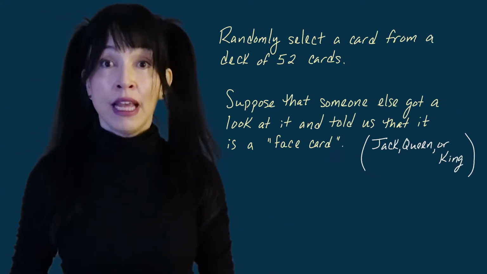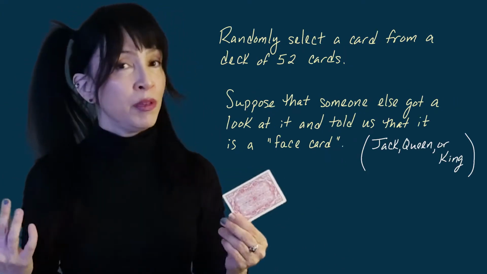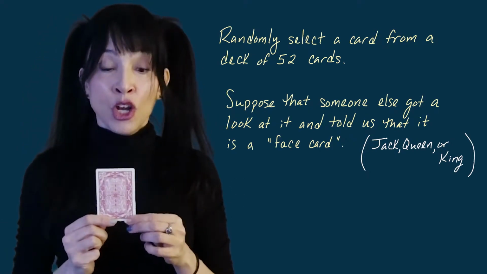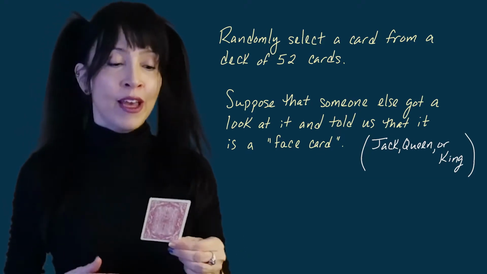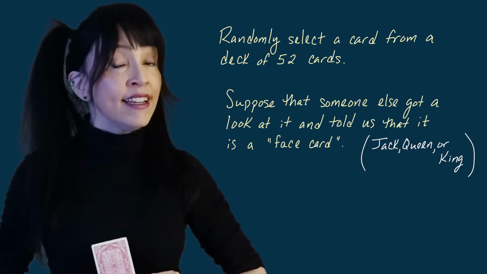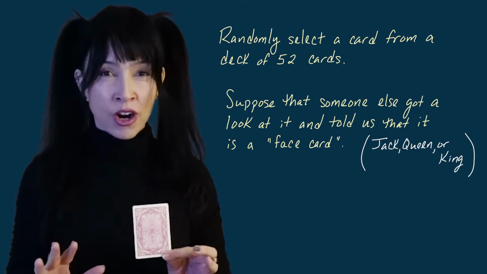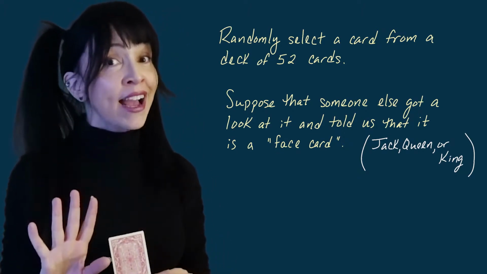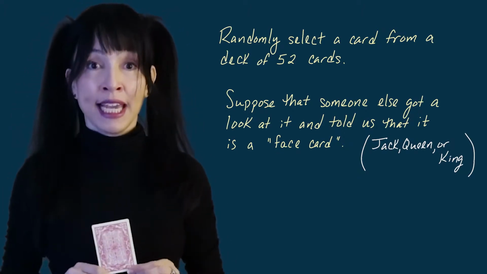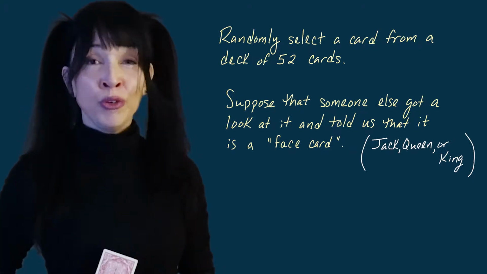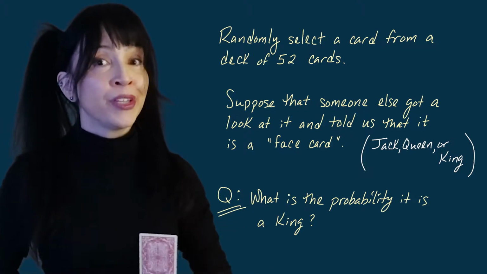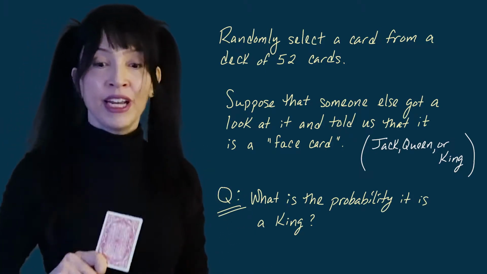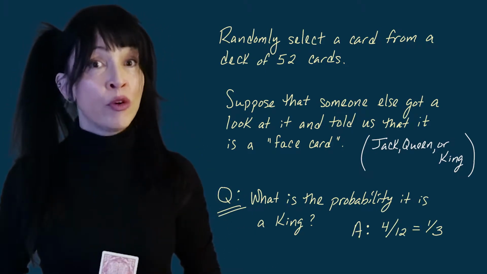Easy enough. Now suppose that someone else, maybe me, got a look at the card and told you that it was a face card. What that means is that it has a face on it, and there are 12 such cards in the deck. There are 4 jacks, 4 queens, and 4 kings. So I'm going to give you the information that it is a face card, and I'm going to ask you, what is the probability it's a king? And you're going to say 4 out of 12, or 1/3.